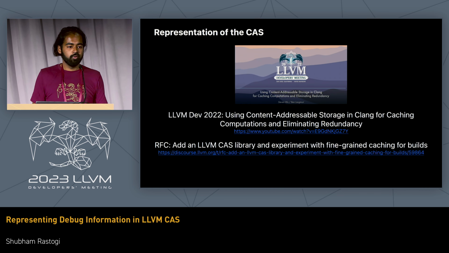I would like to direct everyone to the talk that our team gave last year. This talk was by Stephen and Ben about using a content addressable storage in Clang for caching computations and eliminating redundancy. I would also like to point to the RFC we put up on LLVM Discourse about the llvm-cas library that we've proposed, if anybody wants to check it out.